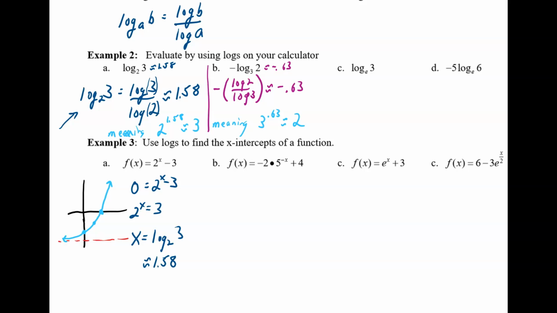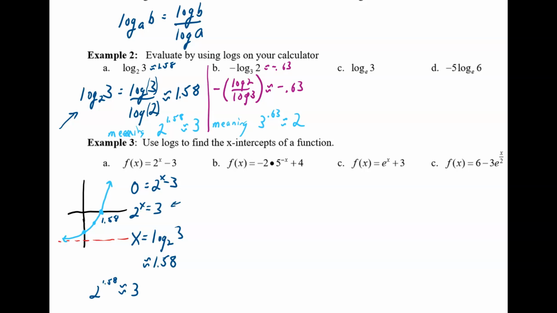So that tells us this x-intercept is about 1.58. And by the way, it also tells us that 2 to the 1.58 is approximately equal to 3 from this equation right here. Okay, let's try another one.